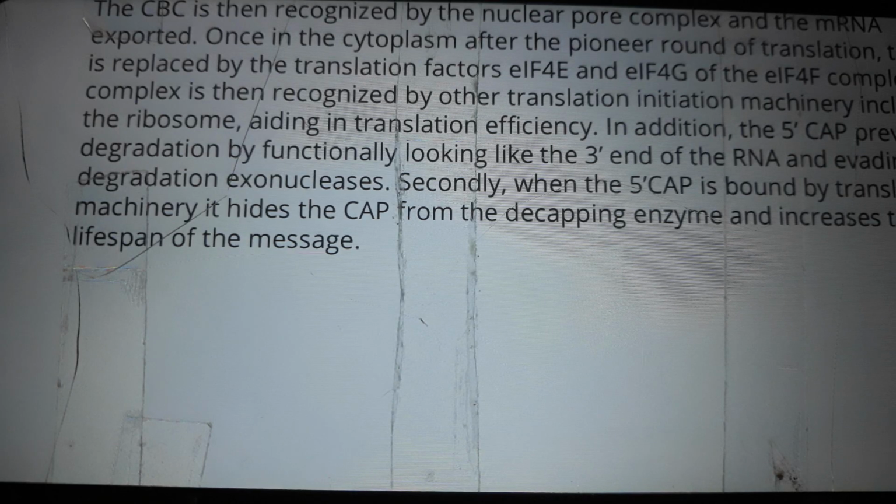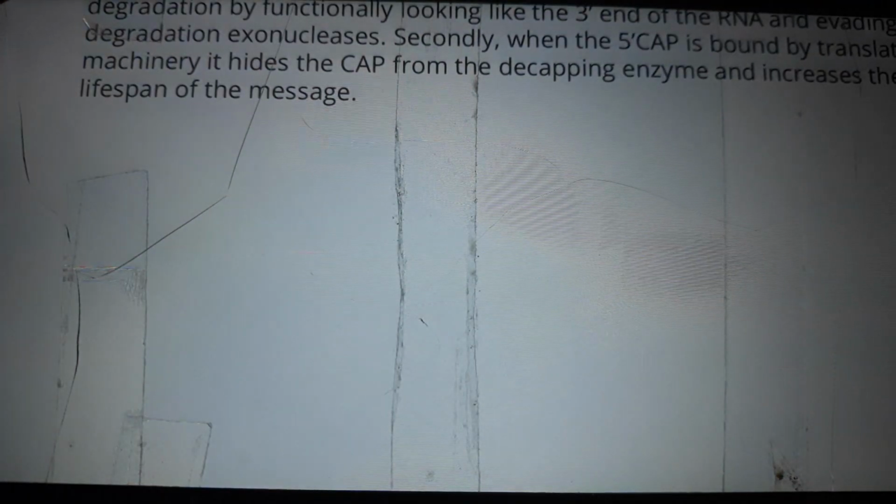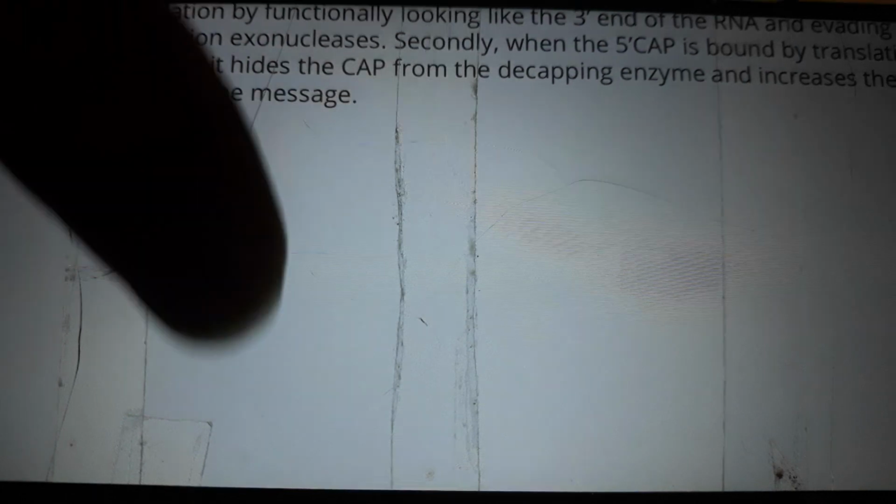In addition, the 5' cap prevents degradation by functionally looking like the 3' end of the RNA and evading the degradation exonucleases. Secondly, when the 5' cap is bound by translation machinery, it hides the cap from the decapping enzyme and increases the lifespan of the message.